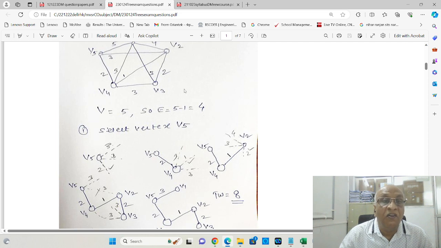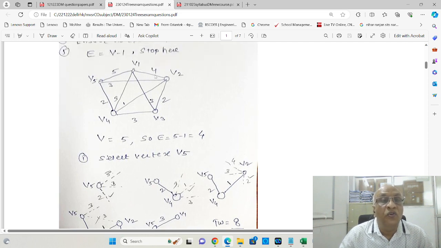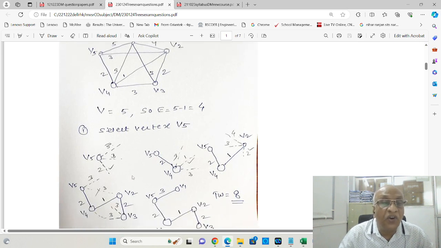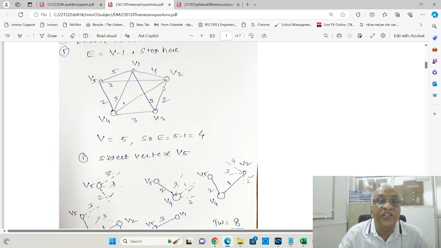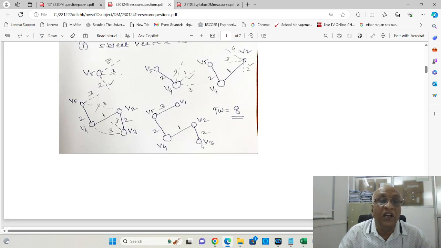Now again V2 is connected to V1, V5, V4 and V3 with 4, 3, 1, 2. Already the edge between V4 and V2 is selected. So the options are 4, 3 and 2. I also have left out edges, these 3 and 3. Here I have the options for V2: 4, 3 and 2. So I will go for 2, the lowest. So V2 to V3 I will connect with this lowest.